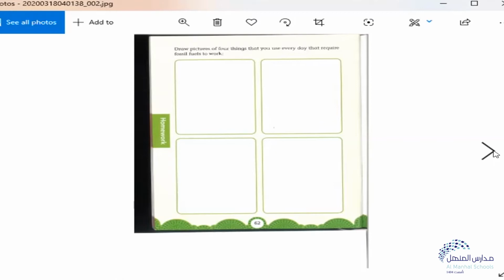Remember, fossil fuels are dead animals and plants, and sand and rock. So you can draw animals, a tree, plants, some rocks. That is how fossil fuels are formed. If you can't draw, you can just write there: dead animals, plants, rock, and sand. That's on page 62. Page 63.